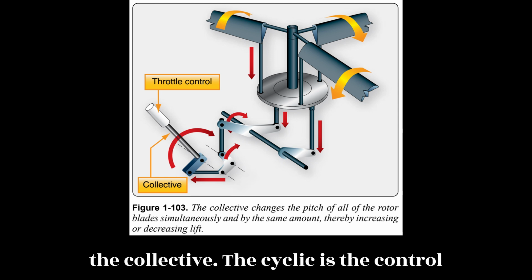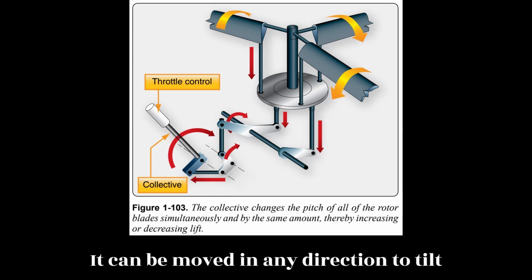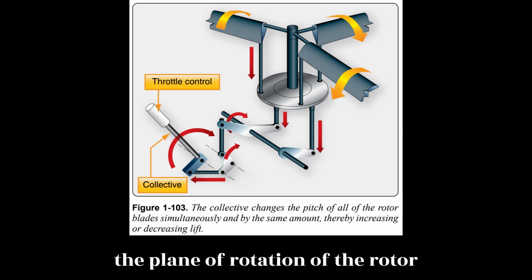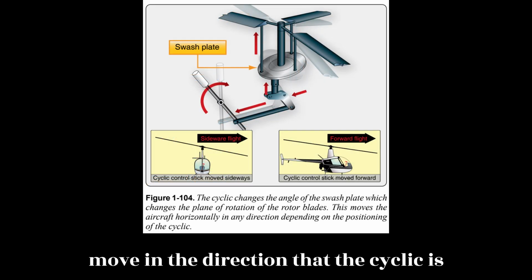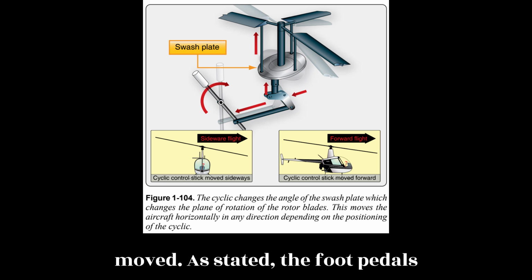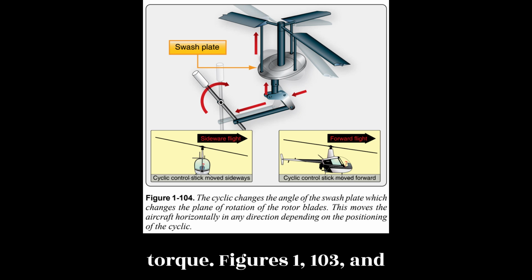The cyclic is the control stick located between the pilot's legs. It can be moved in any direction to tilt the plane of rotation of the rotor blades. This causes the helicopter to move in the direction that the cyclic is moved. As stated, the foot pedals control the pitch of the tail rotor blades, thereby balancing main rotor torque. Figures 103 and 104 illustrate the controls found in a typical helicopter.